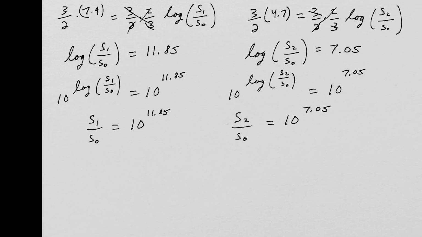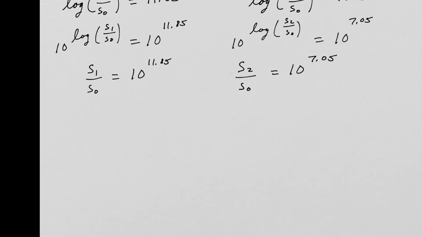Okay, so what this is saying is, for the first earthquake, if I multiply both sides by s naught, I have s1 is equal to 10 to the 11.85 times s naught. Again, you could plug in your 10 to the 16th, but you don't need to do that. I'll just leave it as s naught. And then for the second earthquake, I have s2 is equal to 10 to the 7.05 times s naught.